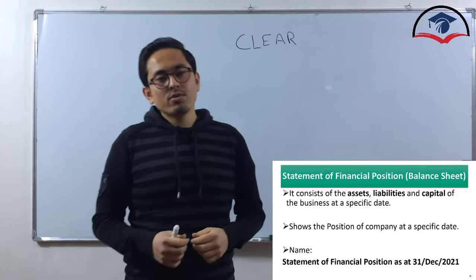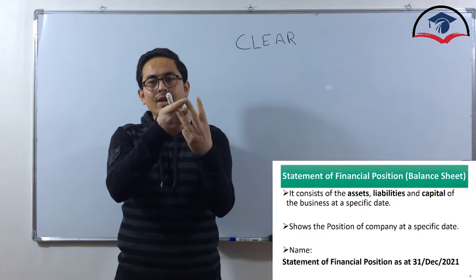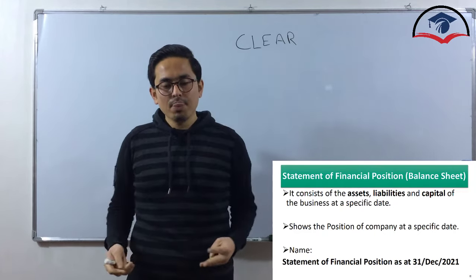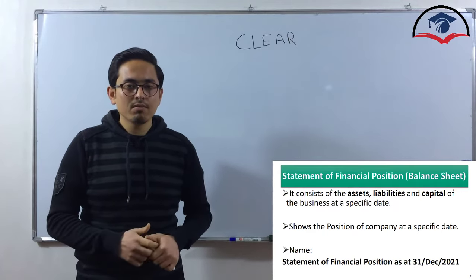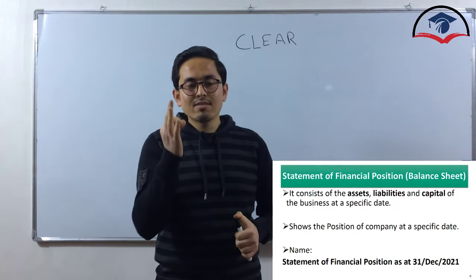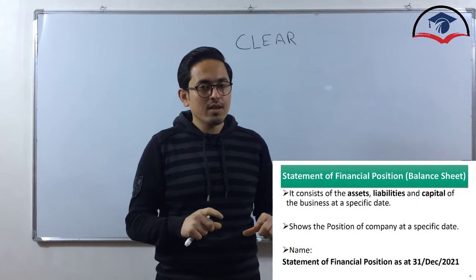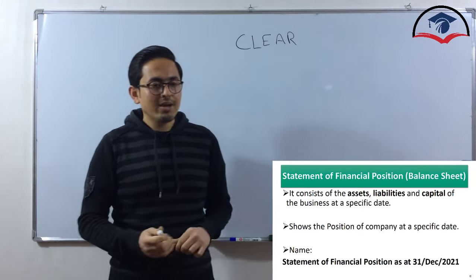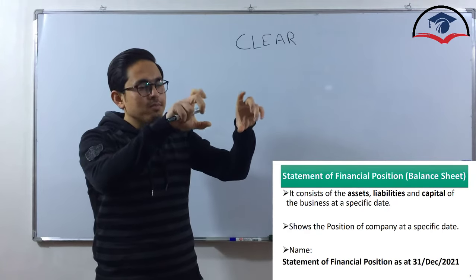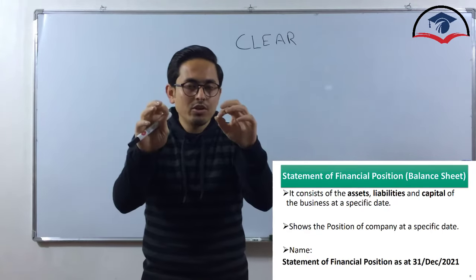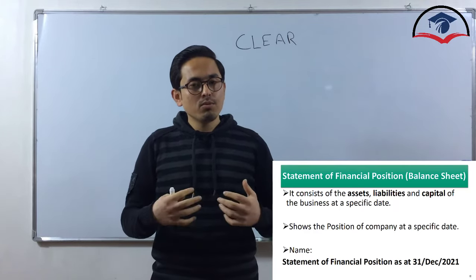A statement of financial position mainly comes from three areas: one is the asset, one is the liability, and the capital. These three are the items which come under a statement of financial position of the company. But remember, a statement of financial position shows the position of a company at a specific date. What does it mean? Let me explain by example. Suppose I am taking a picture, and that picture will show your position currently, now. Statement of financial position is the same.